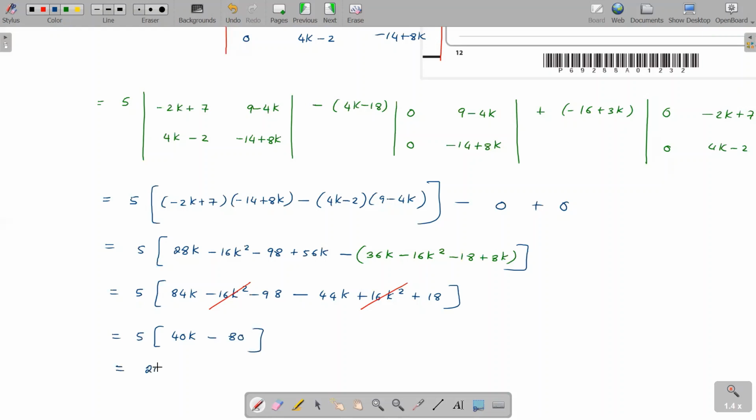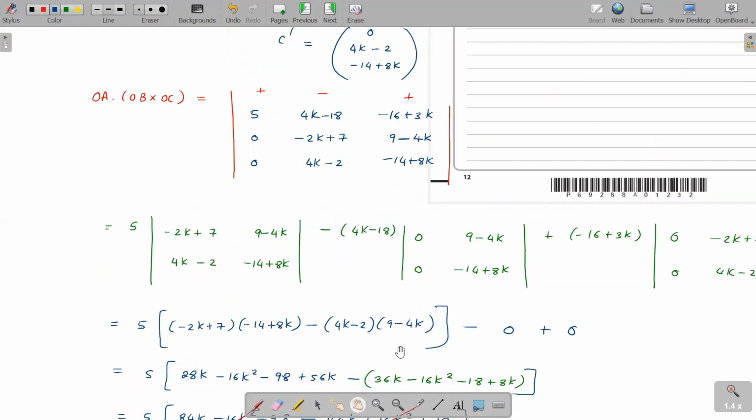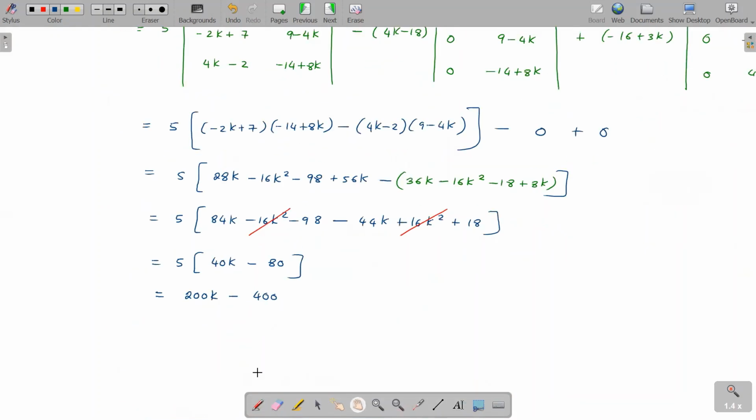5 times 40 is 200k. 5 times 80 is 400. Is that okay? 200k minus 400. So this is what you get for the A dot B cross C.